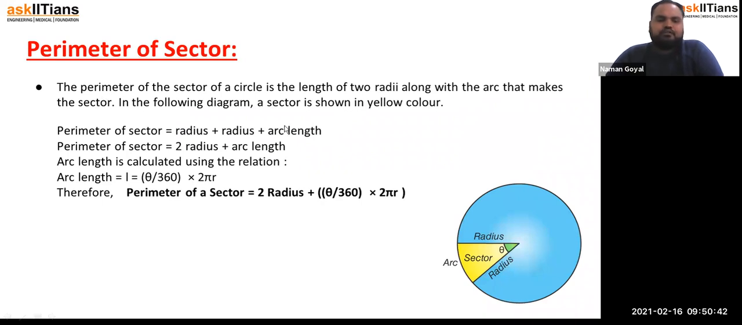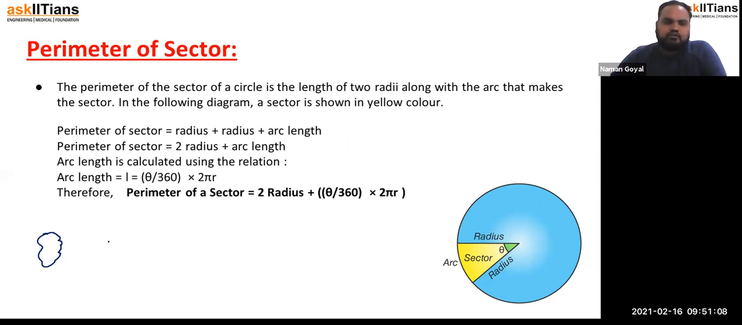Now the perimeter of a sector. See, the perimeter of any figure is the length of that boundary, the distance of that boundary. If I draw the figure like this, what is the perimeter of this figure? This complete distance is the perimeter. If I want to measure that distance, then that distance is the perimeter.